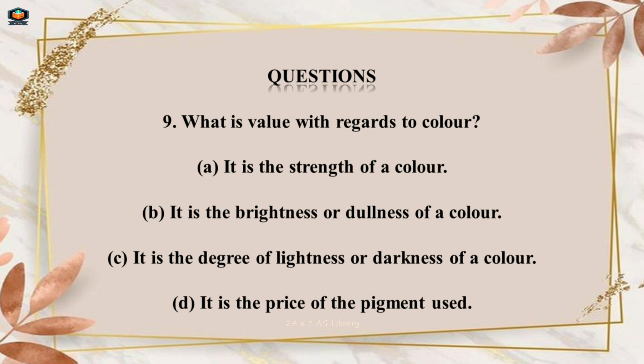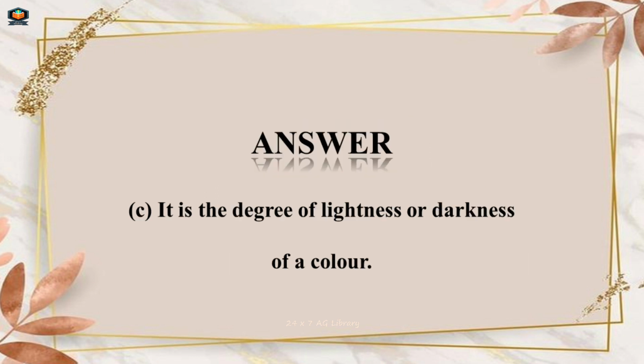Question 9. What is value with regards to color? A. It is the strength of a color. B. It is the brightness or dullness of a color. C. It is the degree of lightness or darkness of a color. D. It is the price of the pigment used. Answer. C. It is the degree of lightness or darkness of a color.